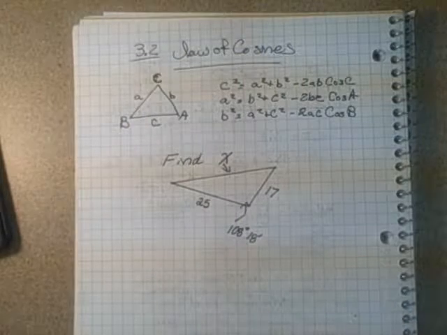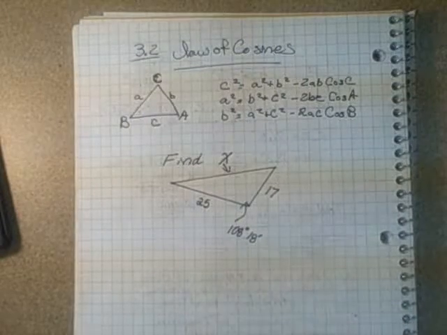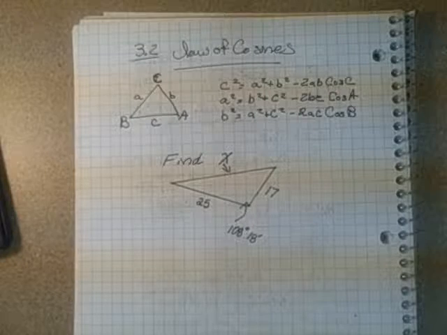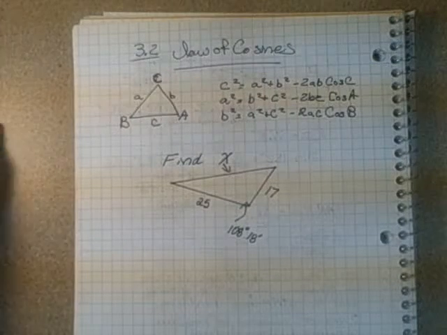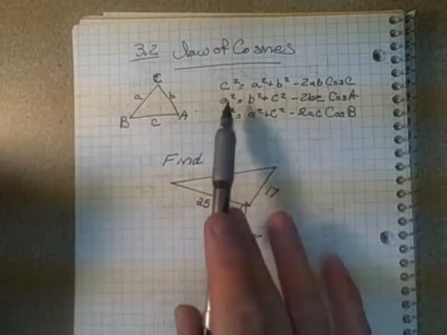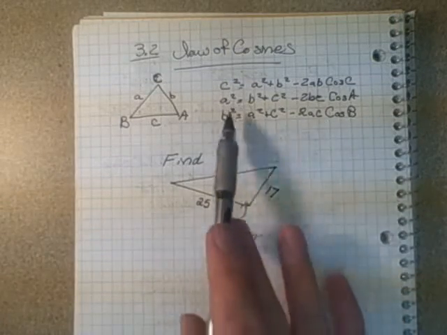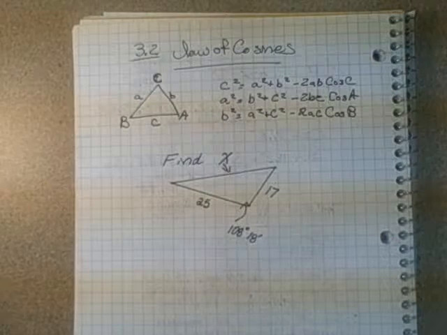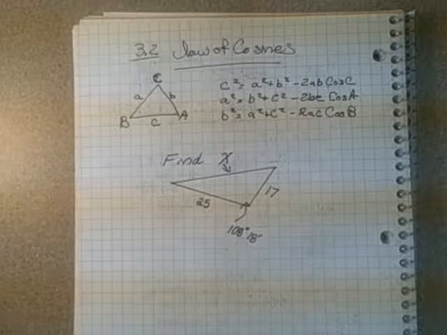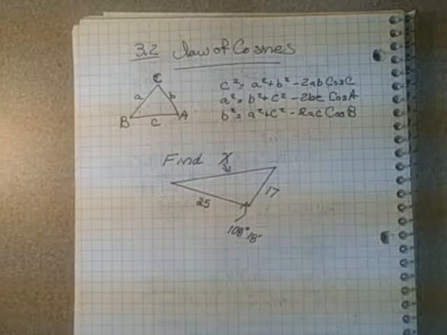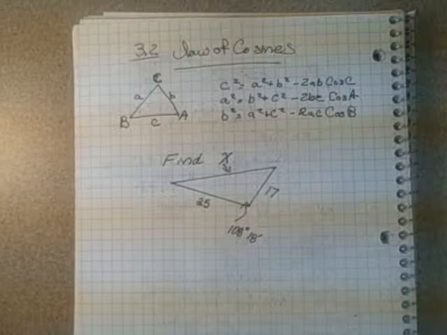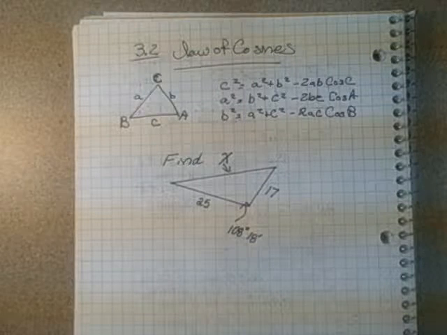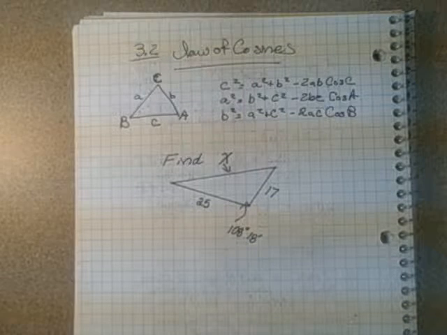Okay, this is section 3.2, law of cosines. If you have a triangle ABC, all sides unknown, and it's not a right triangle, well, it could work for a right triangle, but it's not particularly a right triangle. The law of cosines has a formula that's given such as this: c squared equals a squared plus b squared minus 2ab times cos C. And each of the sides has a different way of writing it.